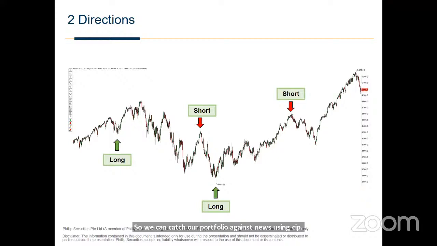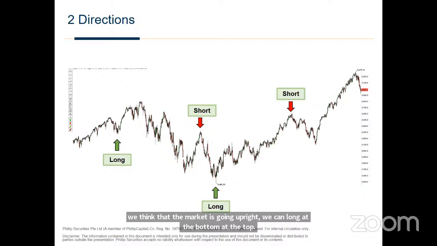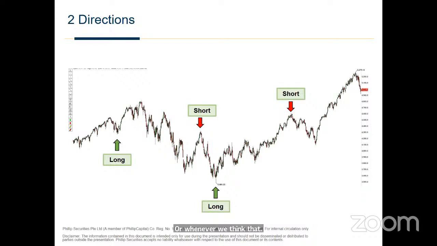So using an example of the S&P 500 to explain how we can trade in two directions using CFD. Whenever we think that the market is going up, we can long at the bottom and take profit at the top, or whenever we think that is the highest. However, if we anticipate that the market is starting to fall, then immediately we can short the stock. We are not restricted by any market direction, and we can profit in both rising and falling markets.